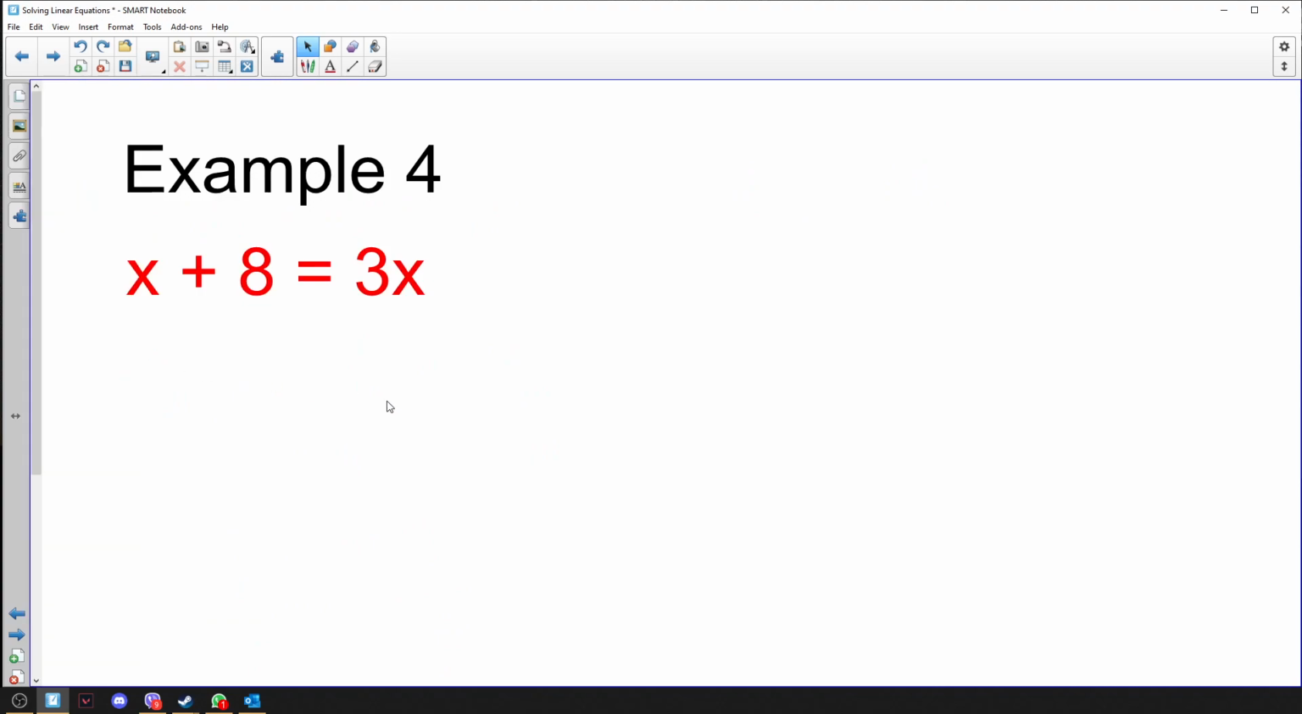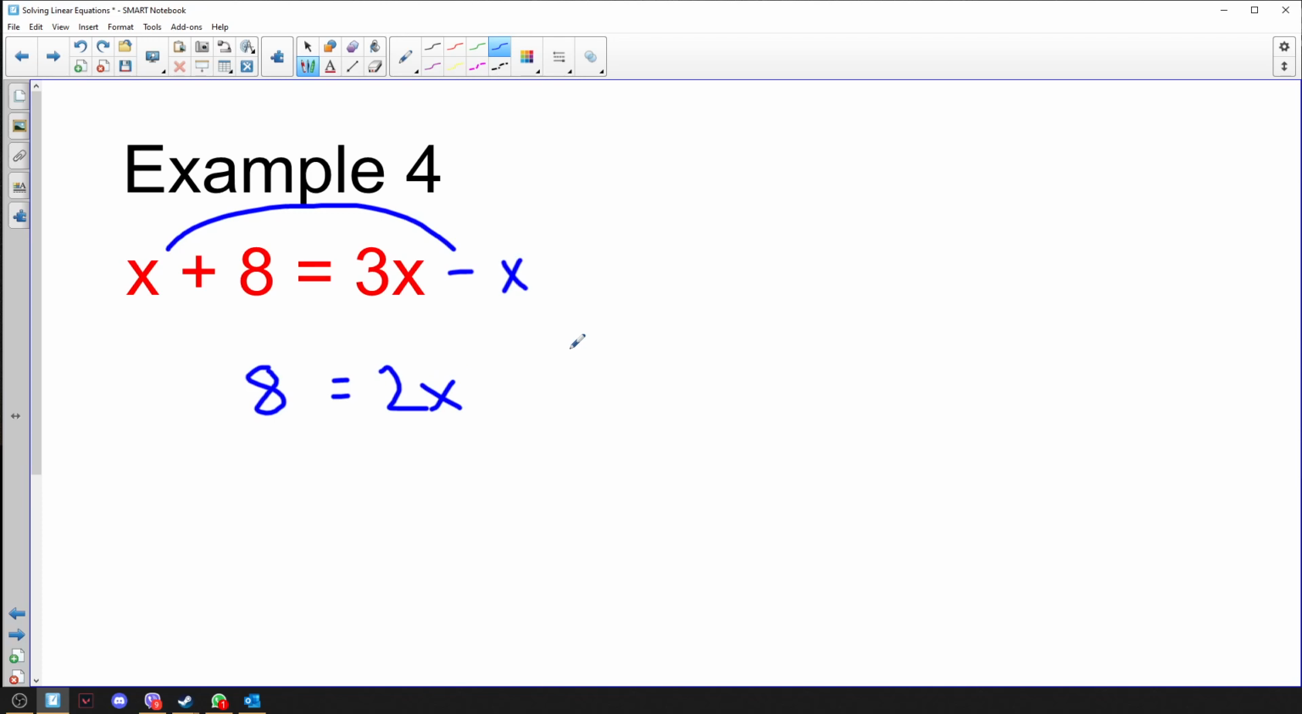Okay, example 4. x plus 8 equals 3x. Now I want to bring this x over here, and because it's not a negative, it's a positive, when I bring it over, it will become like that. 3x minus x, and although it will look like that, you can still solve it. If you're fussed about the order, turn it over.